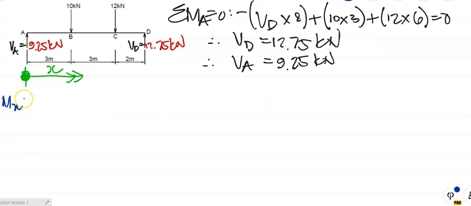Moment at x is equal to EI d2y over dx squared. Alright, so I'm going to take moments about D. About D, there's going to be a positive moment and a negative moment, and of course, because VD goes through D, it will have no moment effect about D. I'm going to start from left going to right.